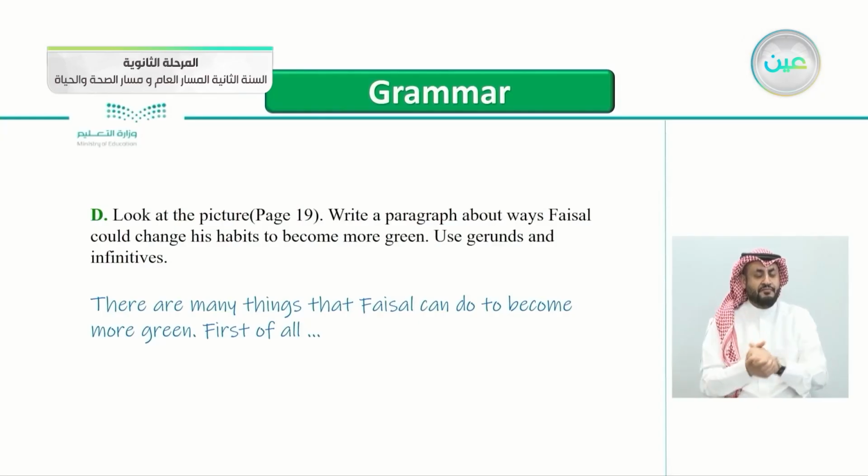Exercise D here. Look at the picture, page 19. So open your books, page 19. Write a paragraph about ways Faisal could change his habits to become more green. Use gerunds and infinitives. So you can begin with this: there are many things that Faisal can do to become more green, first of all, and then you continue writing this paragraph.